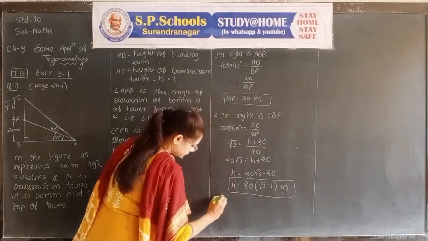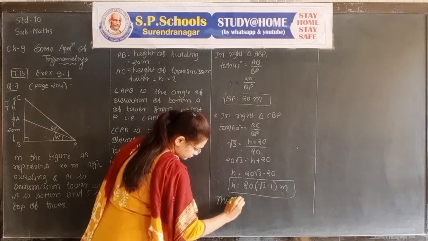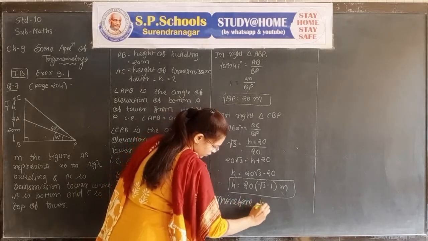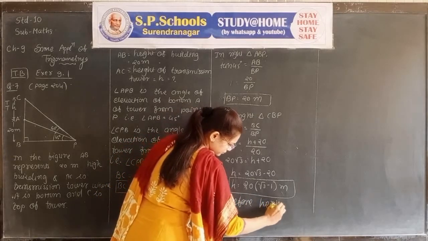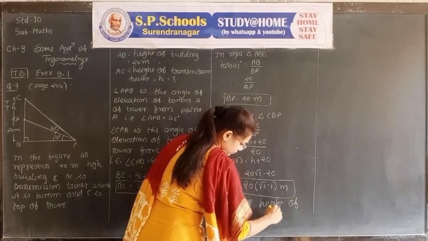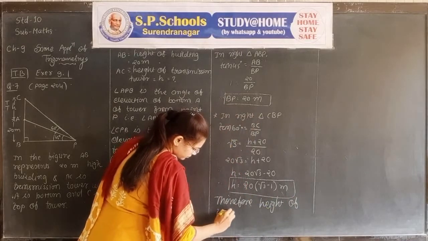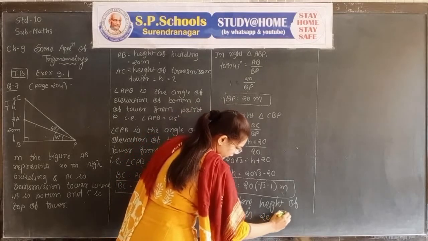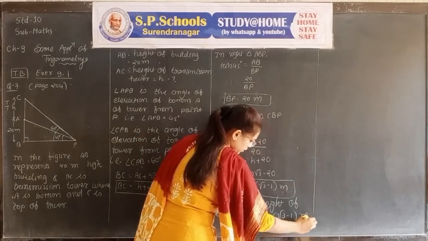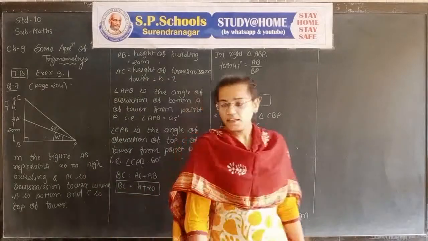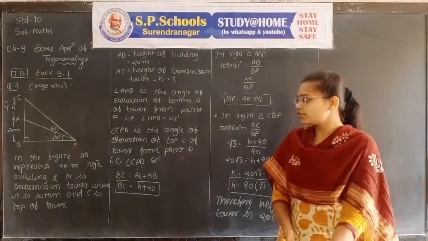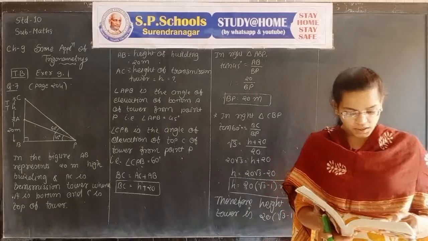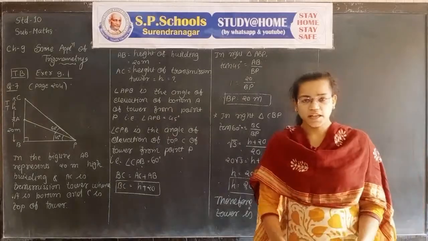Therefore, the height of the tower is 20 into bracket root 3 minus 1 meter. Okay, hence question number 7 from exercise 9.1 is completed. Now we discuss the next, 8th number.